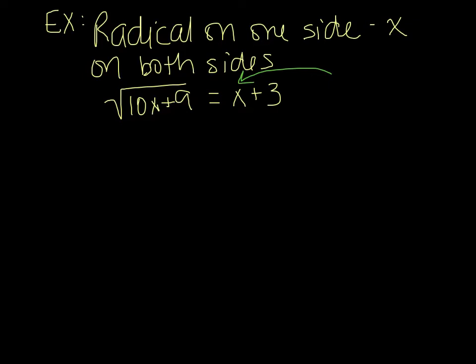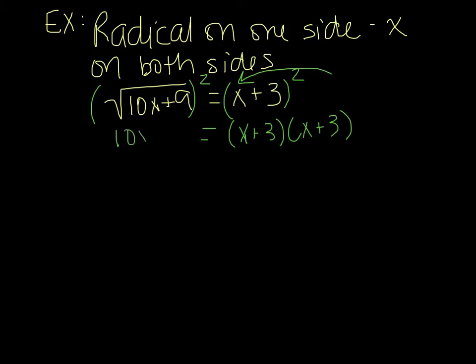Now, when we get rid of this radical, we're going to square both sides, and it turns out when we square this side, the whole entire thing with that x inside of there, we end up with a binomial. We need to take x plus 3 times x plus 3 on the right-hand side. The left-hand side, we've eliminated our radical and we get that 10x plus 9 out. This one has a little bit more algebra involved in solving.